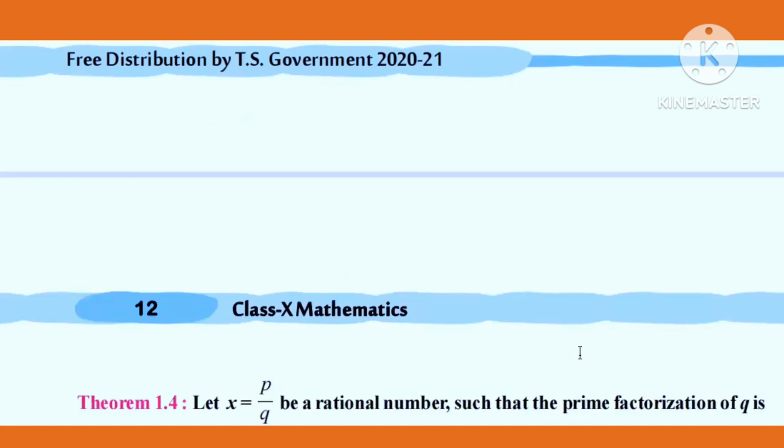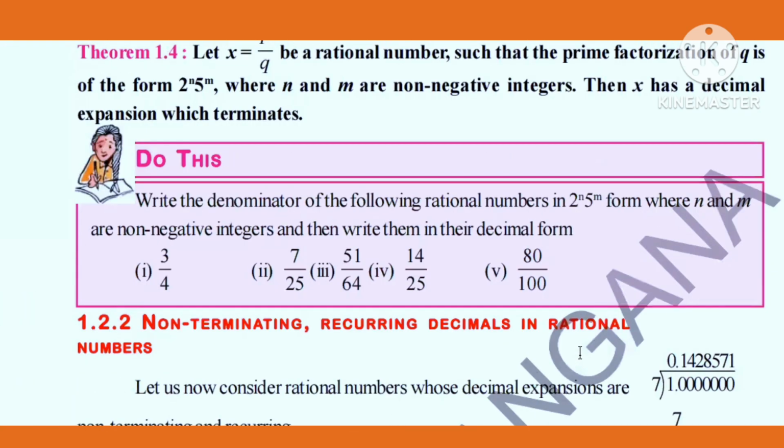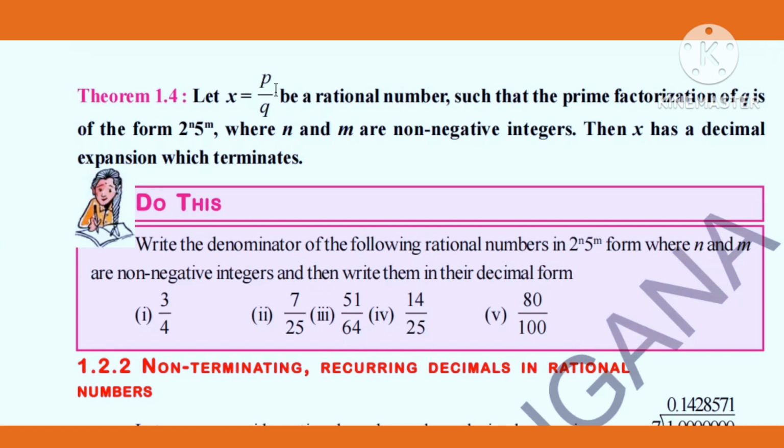Yes. So here, and this one just now I told you. X is p by q, a rational number such that the prime factorization of q is of the form 2 power n 5 power m. Then x has a decimal expansion which terminates. That is like the converse of the first theorem. So 1.3.